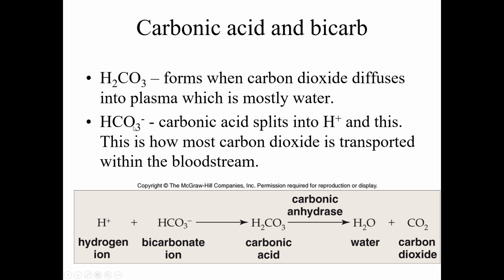So bicarb is what you're defining next. It's HCO3 and it is a negative ion. This helps you buffer against those pH changes, but it can only do so much work. So eventually you do have to breathe out so that you can get rid of that carbonic acid so you can get your pH back up to where it's supposed to be.